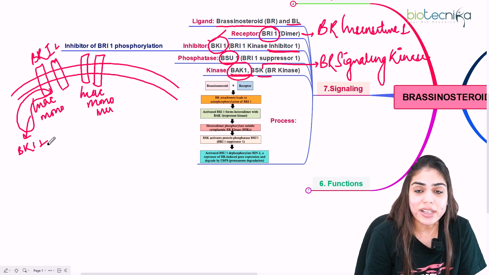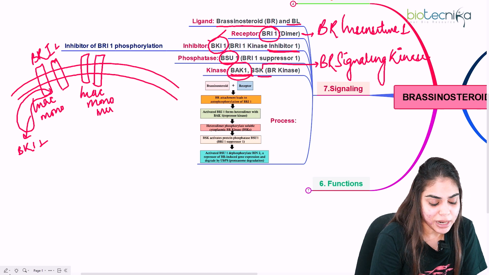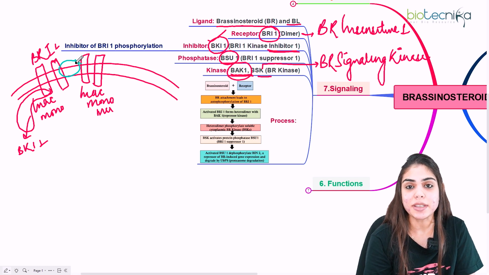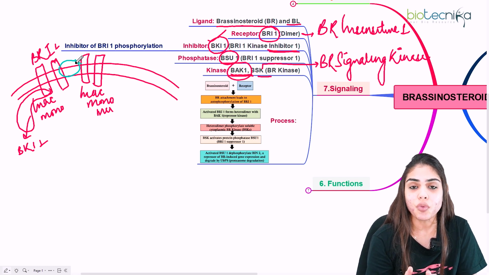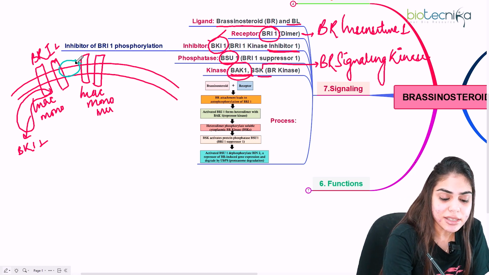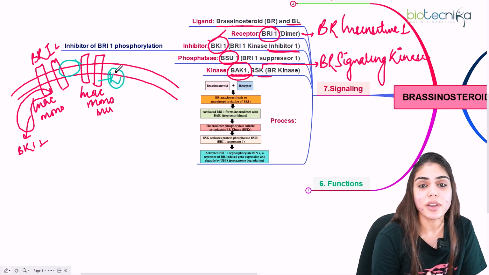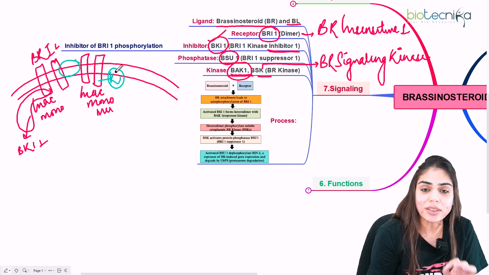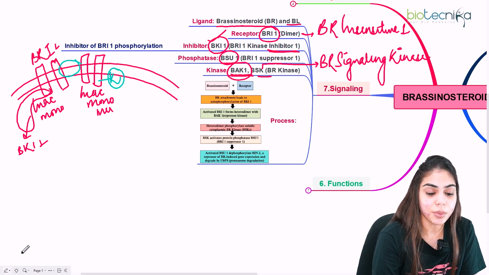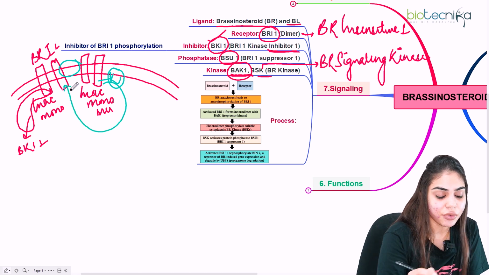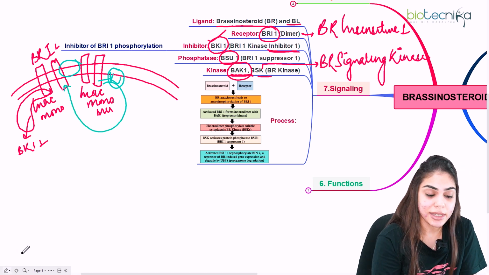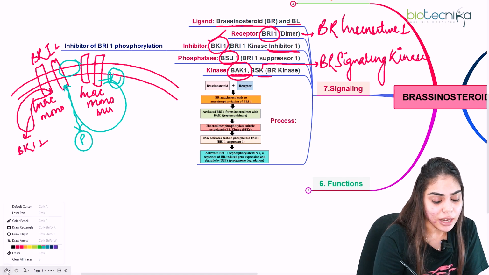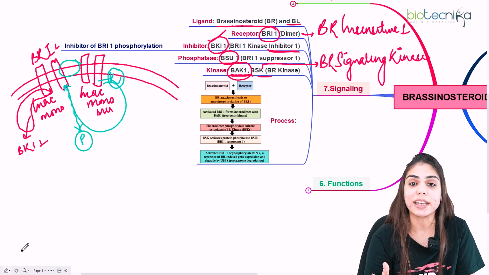So what happens once the brassinosteroid binds? Suppose brassinosteroid is binding to this receptor as well as the receptor kinase. Here happens the activation of the signaling pathway, and this kinase enzyme is activated. Now what's the function of this kinase? The function of this kinase is to add the phosphate group to its target, the receptor. Once the phosphate group is added, the receptor is activated and the signaling mechanism will be on.